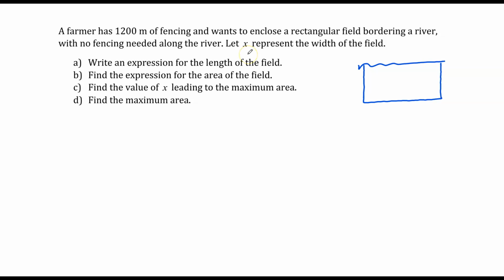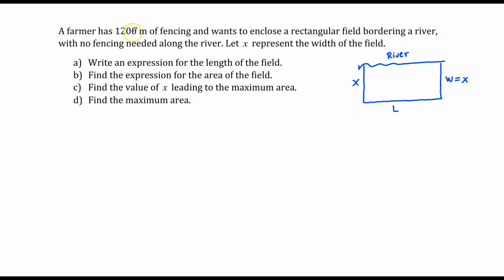Now in the problem here, the width is represented by X. So if that is X, this side is also X. And the length here can be written in terms of X. So if this is the river, we don't need any fencing on this side here.